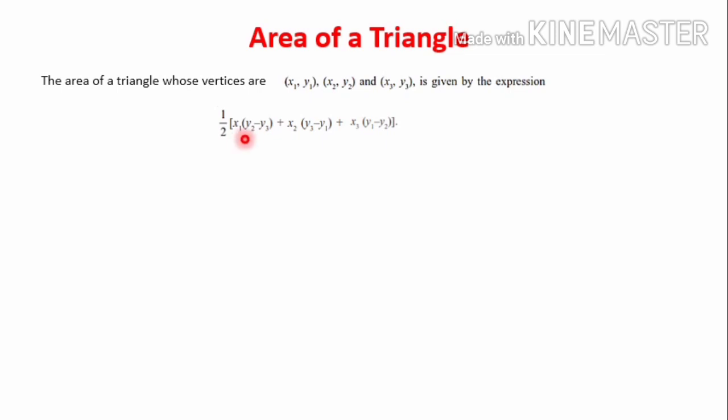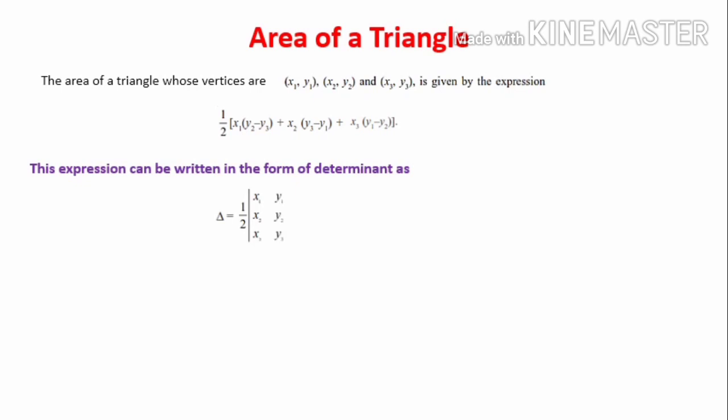The term inside the square bracket, starting from x1 till y2, is the expansion of a determinant. So this entire term can be rewritten in determinant form as delta is equal to 1/2 into the determinant with rows x1 y1 1, x2 y2 1, x3 y3 1. When you expand this determinant along the first column, you will get this term.